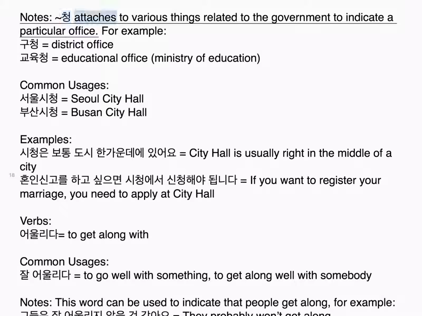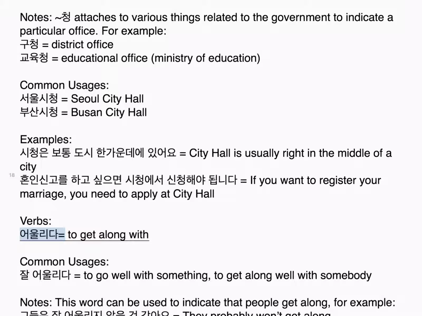시청 equals City Hall. Notes. 청 attaches to various things related to the government to indicate a particular office. For example, 구청 equals district office, 교육청 equals educational office, Ministry of Education. Common usages. 서울시청 equals Seoul City Hall, 부산시청 equals Busan City Hall. Examples. 시청은 보통 도시 한가운데에 있어요. City Hall is usually right in the middle of a city. 혼인신고를 하고 싶으면 시청에서 신청해야 됩니다. If you want to register your marriage, you need to apply at City Hall.